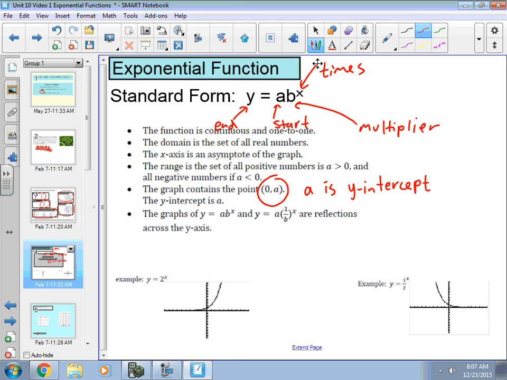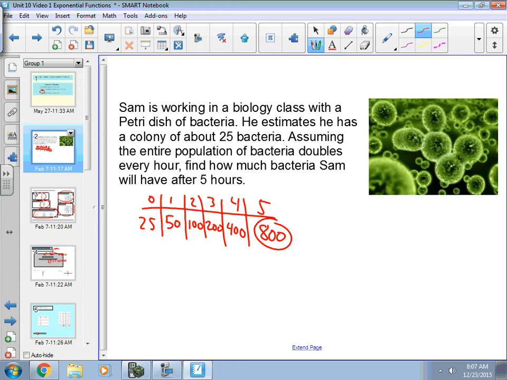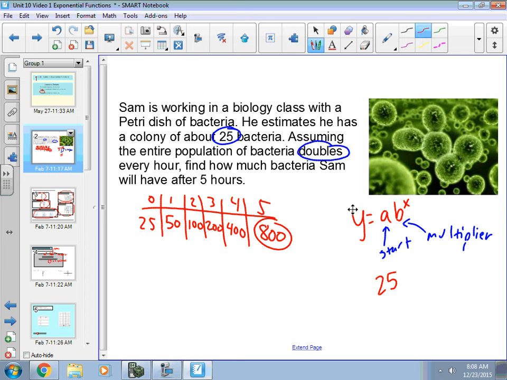That is what is happening in your problem. So if we go back to the one we just looked at with the bacteria, we should be able to get the same answer using this y equals a b to the x equation. Okay, our a is our starting value. What was the starting value of this one? 25. So 25 would be a. Okay, b, that's our multiplier. In this case, our multiplier would be that it's doubling. So if it's doubling, that means it's being multiplied by 2.